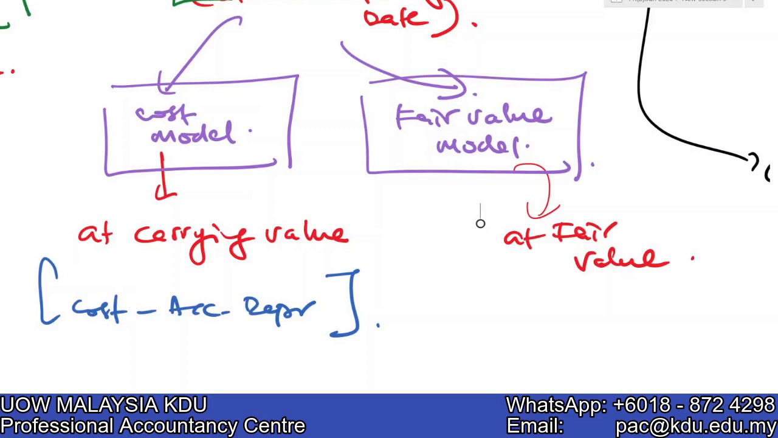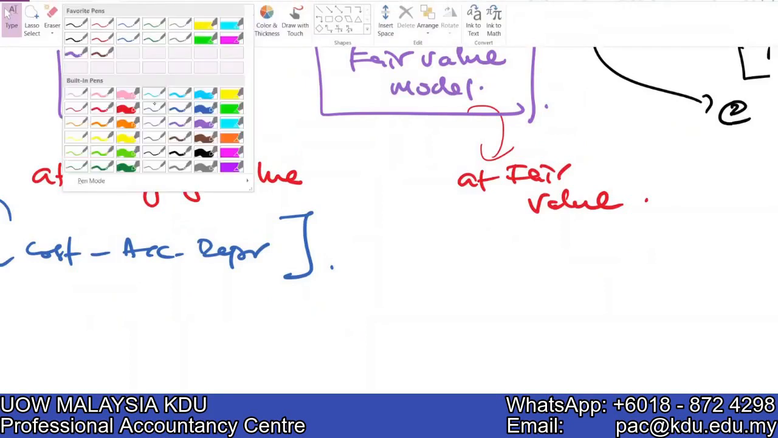Fair value model. At each year end, the properties are valued at fair value. So let's say this year, the fair value is 500,000. Next year, the fair value is 700,000. Is there an increase or decrease in fair value? Increase. So the double entry: debit investment property. Where do we credit? We don't credit revaluation reserve. Under the fair value model, any changes in the fair value are recognized in the P&L. That is the difference between the fair value model and the revaluation model.